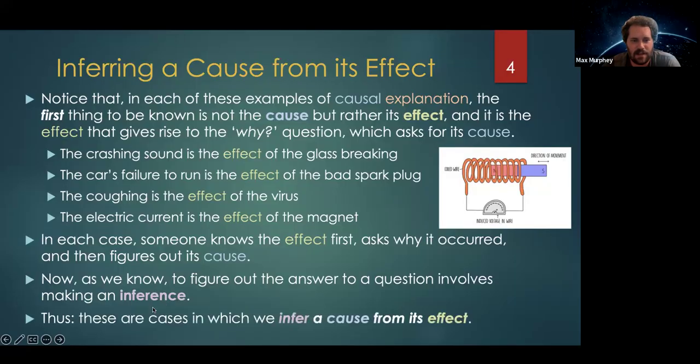So let's put this together and say these cases we're talking about are cases in which we infer a cause from its effect. Or you could say we start from the effect and we perform an inference which takes us to the cause. The effect is known directly or more directly, and then by inference, we indirectly come to know the cause of the effect that we started with. Okay, so inferring a cause from its effect is the name of the game here. But we're going to give some other ways of describing that as well.